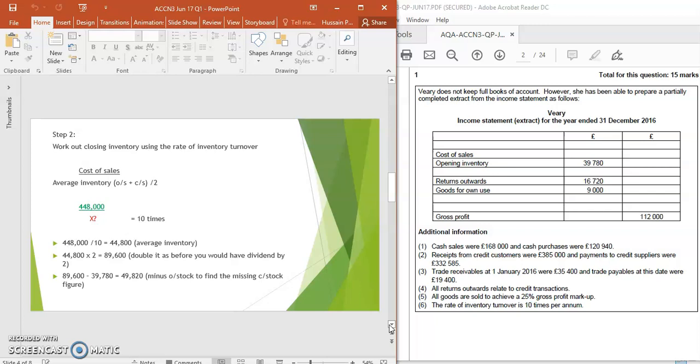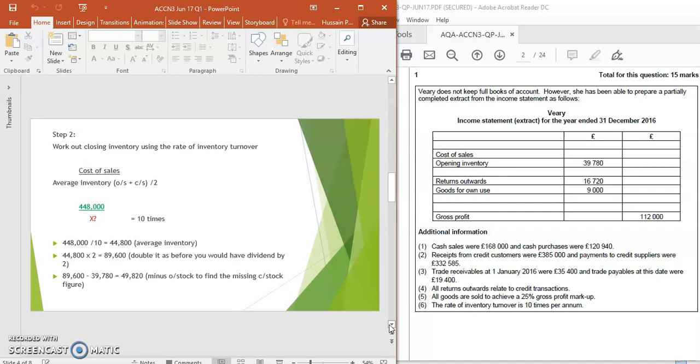And if you are getting a bit confused by this, the best thing to do is work forward. Okay, so something like opening stock. Let's see if it works. Opening stock is 39,780. You put this into your calculator.